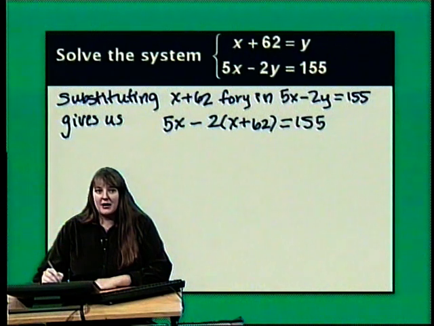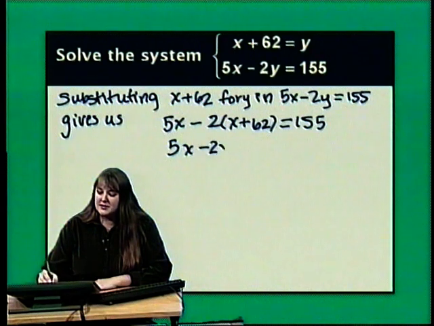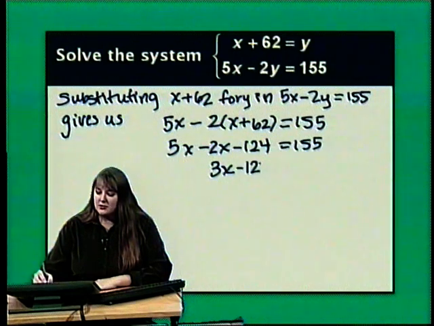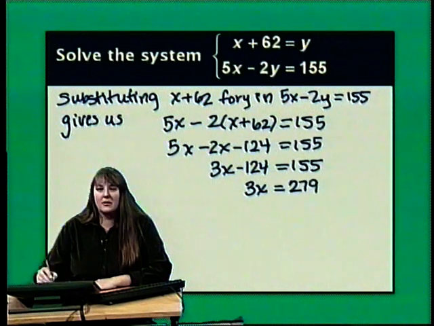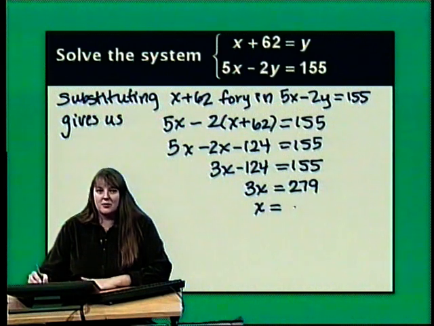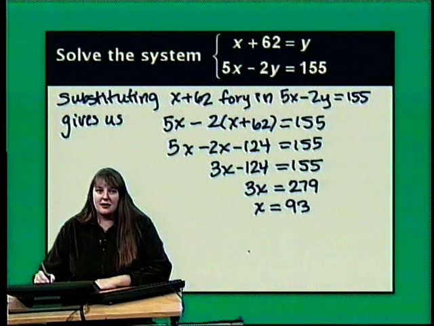Now I can solve this equation for x. Let's distribute the negative 2. So 5x minus 2x minus 124 equals 155. Combining like terms, I have 3x minus 124 equals 155. Adding 124 to both sides, I have 3x equals 279. Dividing both sides of the equation by 3, I have x equals, well, let's see, 3 goes into 27 9 times, and 3 goes into 9 3 times, so x is 93.